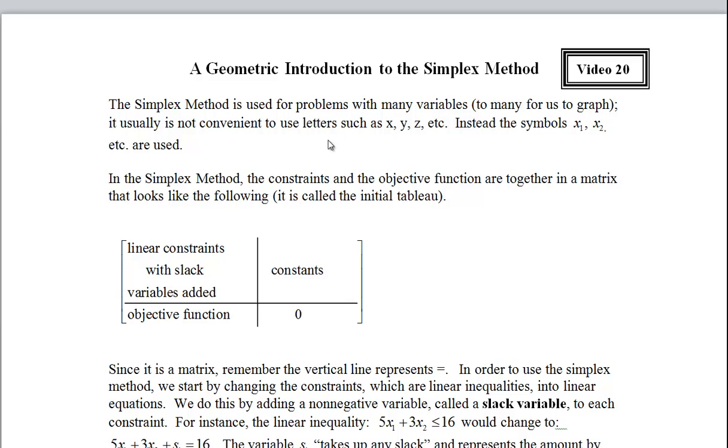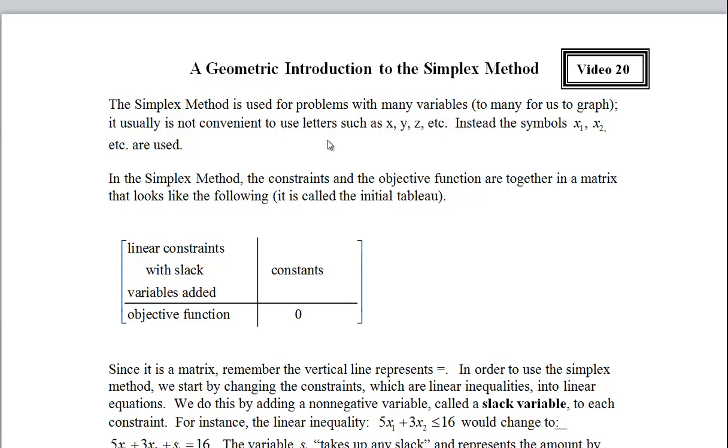So the simplex method is used for problems with many variables, too many for us to graph, and it's usually not convenient to use letters such as x, y, and z. So instead we're going to use symbols x sub 1, x sub 2, x sub 3, and that way we have an infinite number of unknowns.